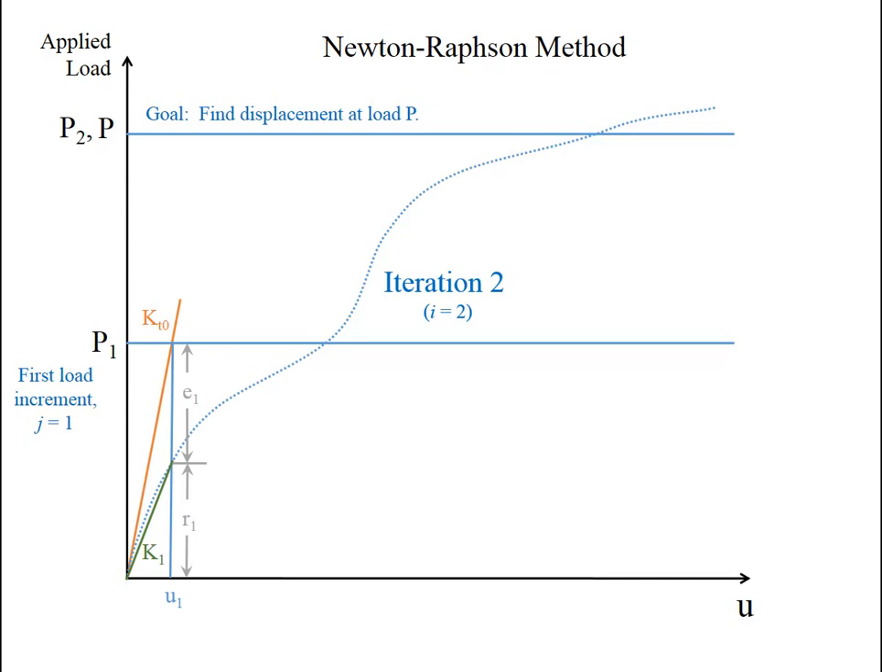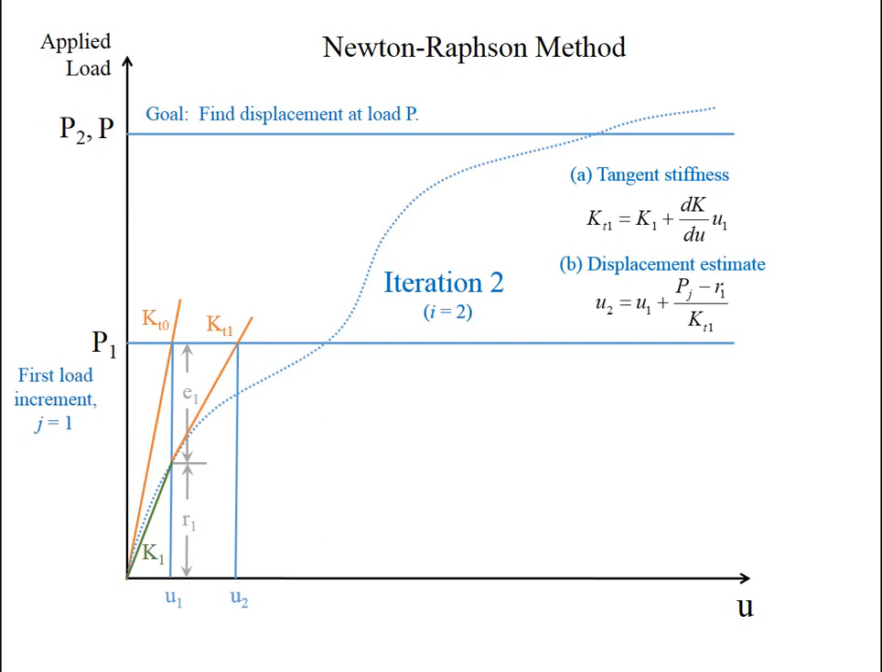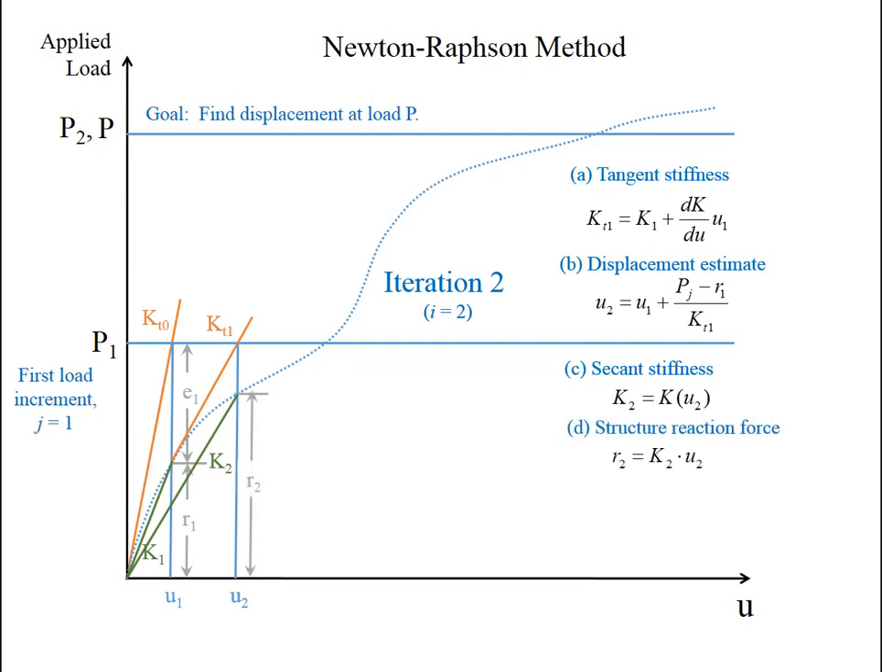Okay, so then we go on to iteration 2, still in load increment 1. We don't need to do the initial stuff. We now just can jump right into A through D. So calculate a new tangent stiffness, evaluating everything at U1, and then a displacement estimate building off of the U1. We get now a U2. Then a secant stiffness corresponding to U2. Then a structure reaction force, which is K2 times U2. And we can get our new load error, which is P1 minus R2.